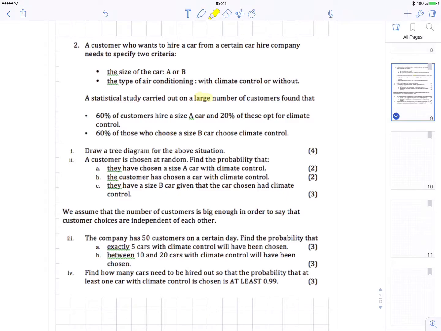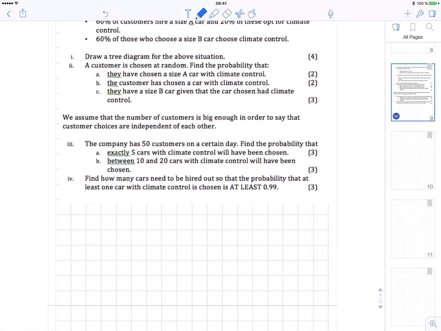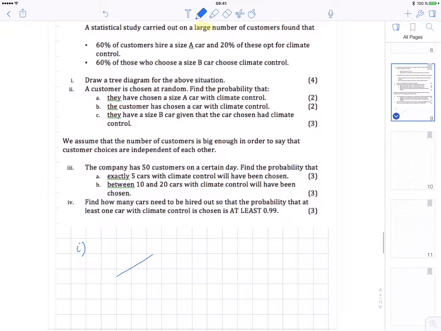60% of customers hire a size A car, and 20% of those opt for climate control. 60% of those who choose a size B car choose climate control. Draw a tree diagram for the above situation. This should be fairly straightforward, okay?